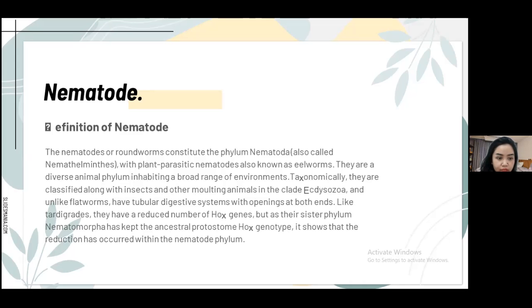Like tardigrades, they have a reduced number of Hox genes, but as their sister phylum Nematomorpha has kept the ancestral protostome Hox genotype, it shows that the reduction has occurred within the nematode phylum.